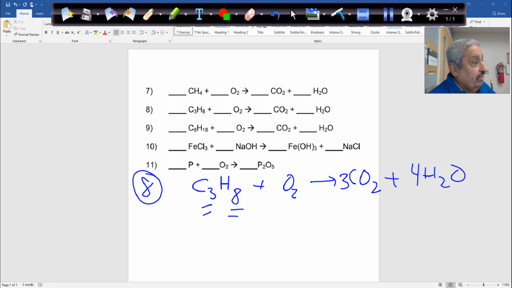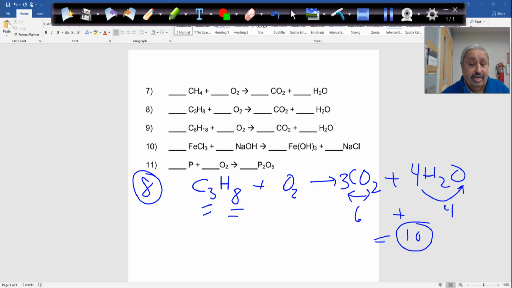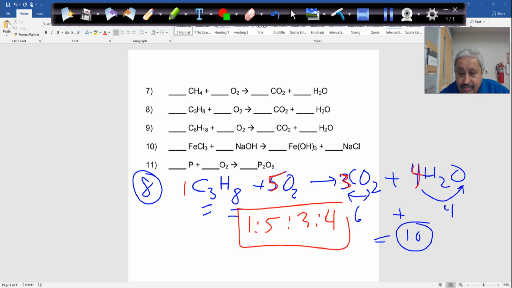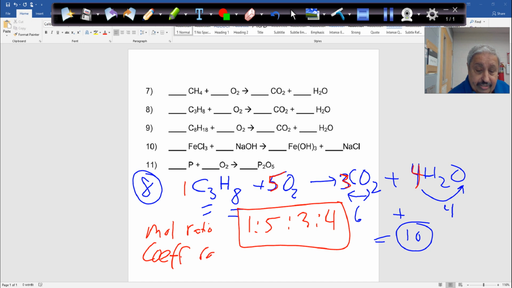However, this will destroy the balancing of oxygen, correct? Well, let's look at this. Carbon and hydrogen, we know, will be balanced. But here, 3 multiplied by 2, oxygen is 6. 4 multiplied by 1 is 4. So this one here is 10 oxygens. Here is 2, so I have to put what here? 5, correct? So our coefficient ratio is 1 to 5 to 3 to 4. This is the mole ratio or coefficient ratio, correct? I'm not writing it, but you get the mole ratio here.